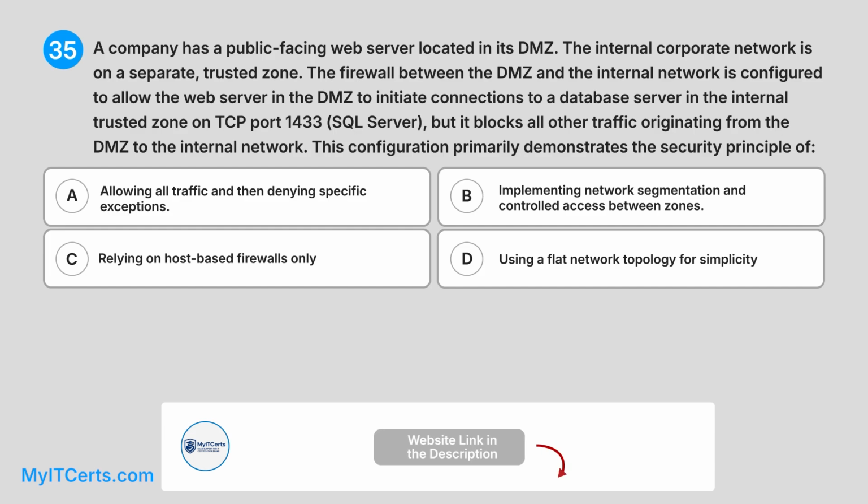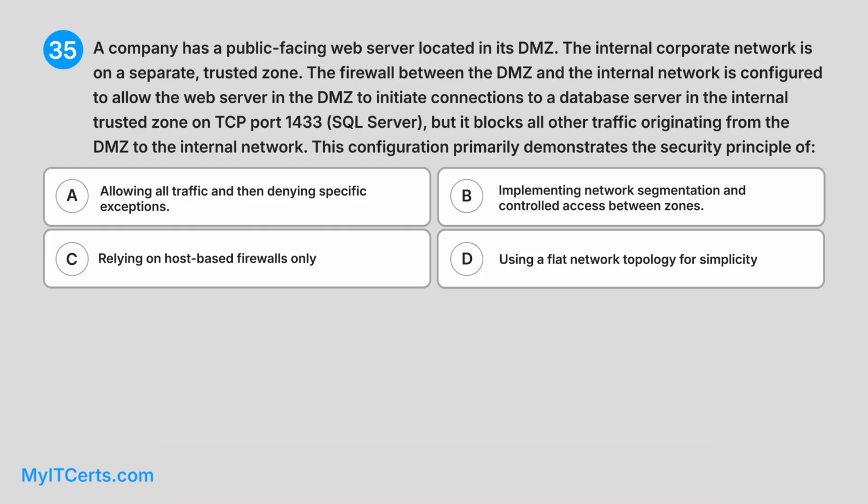This configuration primarily demonstrates the security principle of: A. Allowing all traffic and then denying specific exceptions. B. Implementing network segmentation and controlled access between zones. C. Relying on host-based firewalls only. D. Using a flat network topology for simplicity. Do you know the answer?